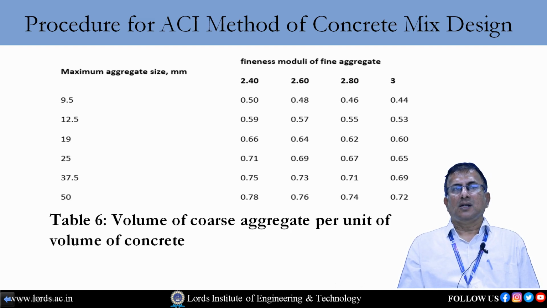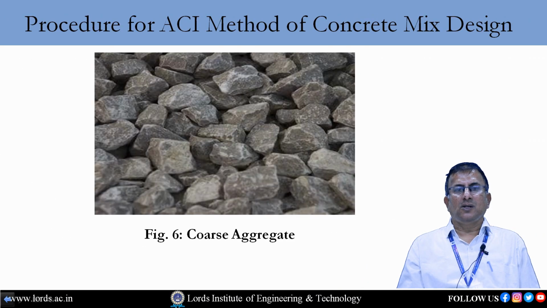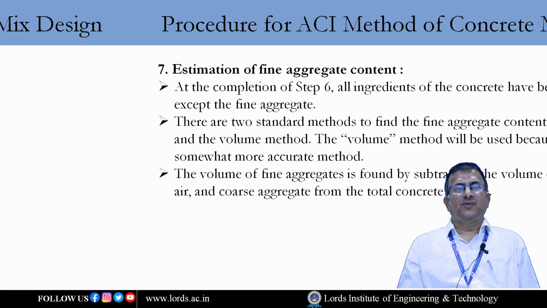In the same way, if the size of the aggregate is 20 millimeters and the fineness modulus of the fine aggregate is 2.80, the volume of the coarse aggregate is 0.62 times the volume of the concrete. Now here, this is the coarse aggregate stack. Now come to estimation of the fine aggregate.